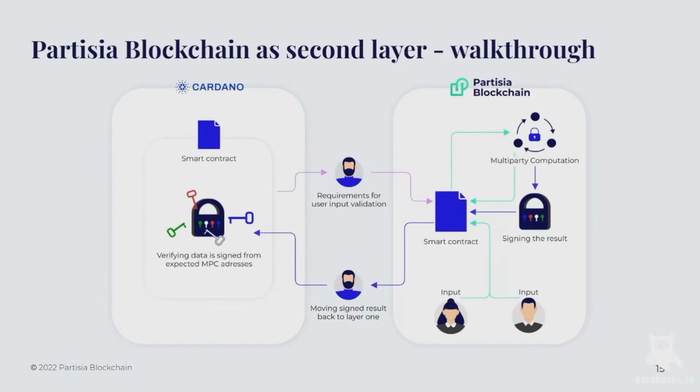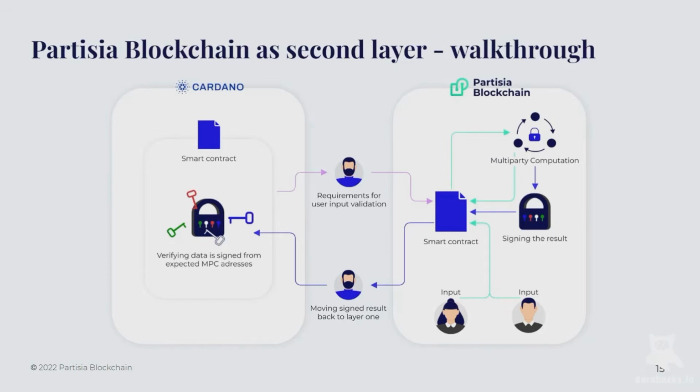The contract receives the input. The computation is executed whenever the requirements are fulfilled. When the computation is complete, the result can be revealed. The MPC nodes can sign the result using their private keys. The signed result can be moved back to the layer 1, where it can then be verified that the result was actually produced by the MPC nodes on the layer 2.